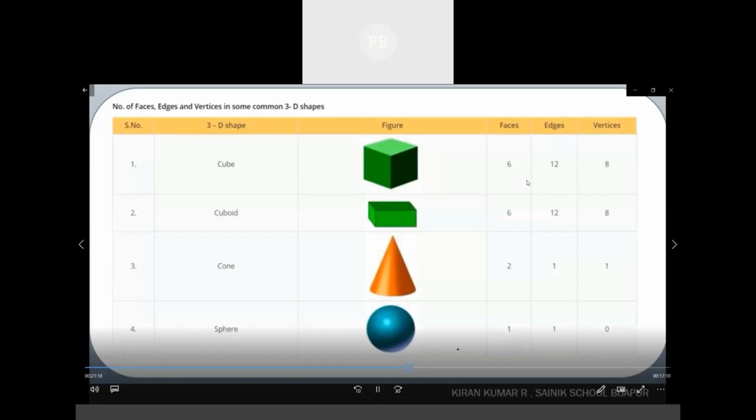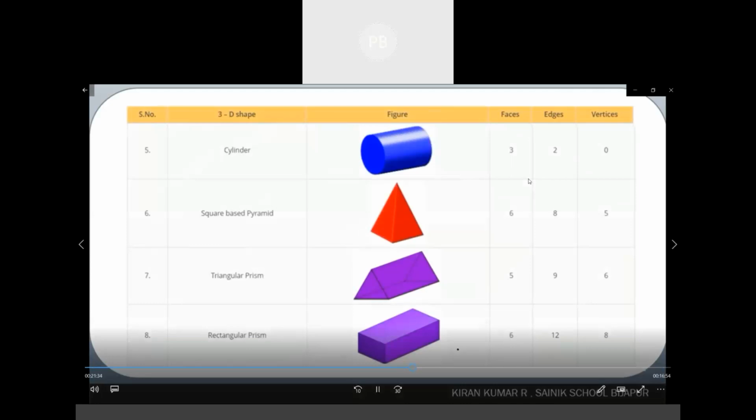And in a sphere, we have got only one face, which is spherical, and the number of edges, we consider it as 1. And there is no vertex. In a cylinder, we have got 3 faces, 2 edges, and 0 vertices. In a square-shaped pyramid, we have got 6 faces, 8 edges, and 5 vertices. In a triangular prism, we have got 5 faces, 9 edges, and 6 vertices.